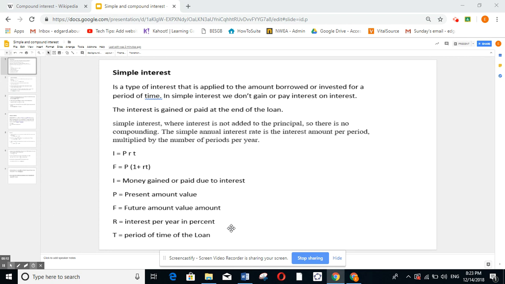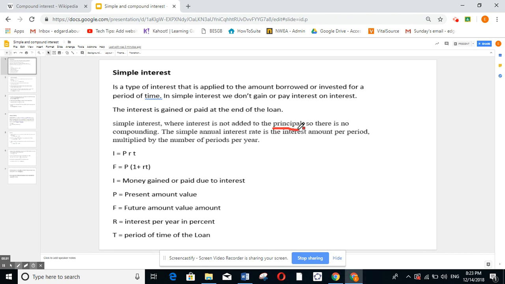What is a simple interest rate? It's a type of interest that is applied to the amount borrowed or invested for a period of time. In simple interest rate, we don't gain or pay interest on interest. The interest is gained or paid at the end of the loan. Simple interest is where interest is not added to the principal. This is the most important thing.